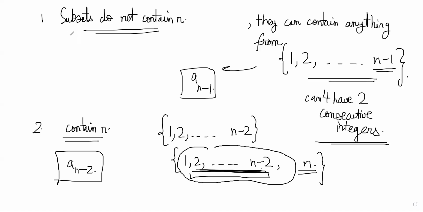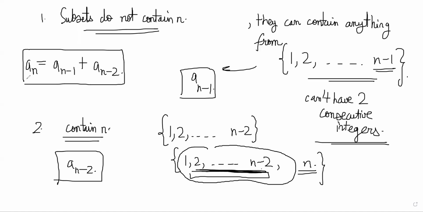So finally, using both cases, you can come up with this recursion: A(n) equals A(n-1) plus A(n-2). This is the recursion that we get. This is the same as the Fibonacci recursion. The Fibonacci series also has the same recursion. You can convert it like this: A(n+2) equals A(n+1) plus A(n).